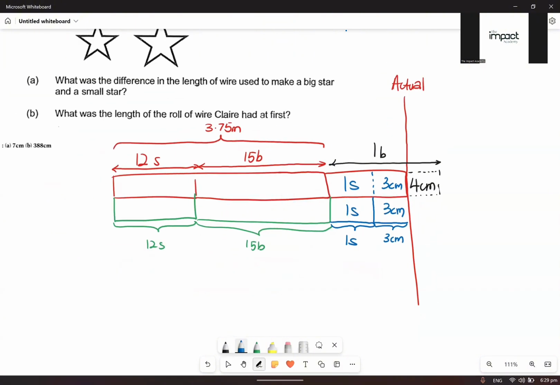Can you see the difference between one big and one small is how much? 4 cm. One big and one small. What is the difference? They say that because the... Very good. Why 7? Why 7?